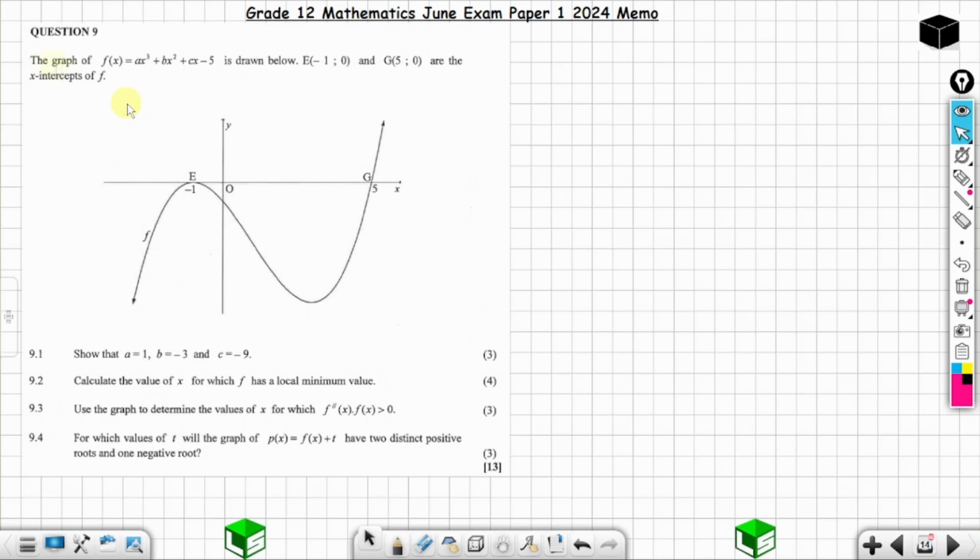Question 9. The graph of f of x is equal to ax cubed plus bx squared plus cx minus 5 is drawn below. Points E and G are the x-intercepts of f. Now, 9.1: show that A is equal to 1, B is equal to -3, and C is equal to -9. 3 marks. Okay, so 9.1.